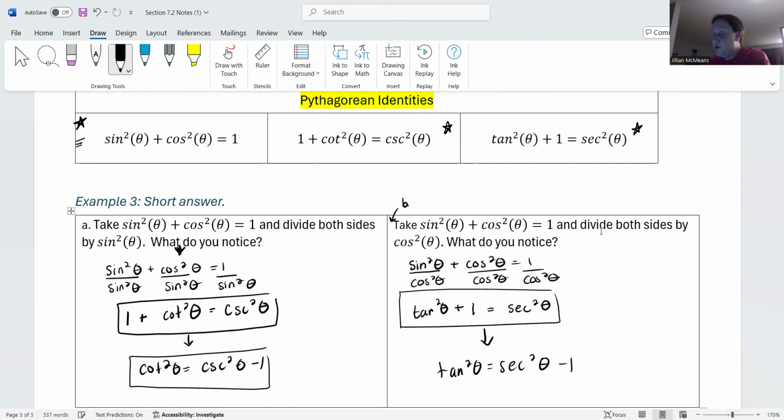You could also, well, we've already got secant squared. So we know secant squared theta, what it equals. We know tan squared theta, what it equals. We know what cotan squared theta equals. We know what cosecant squared theta equals.